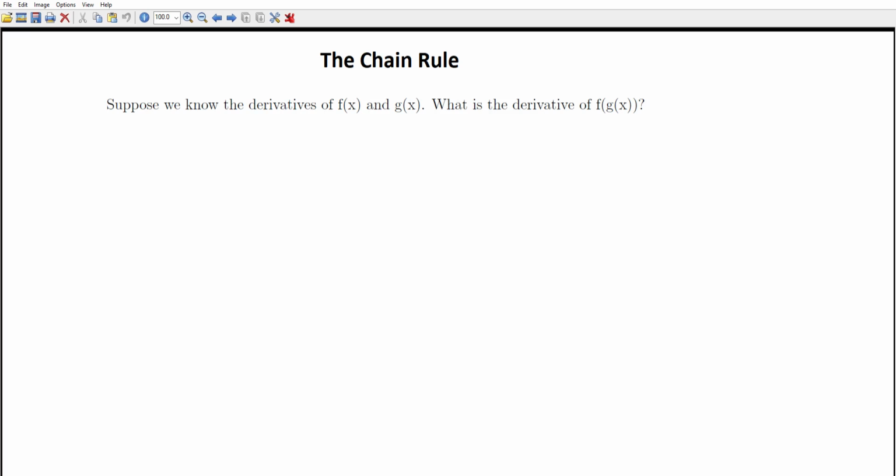Today we are going to develop a powerful new technique for calculating derivatives of complicated functions, and it's called the chain rule. So suppose that we have two relatively simple functions, f of x and g of x, that we know the derivatives of. What is the derivative of their composition, f of g of x?